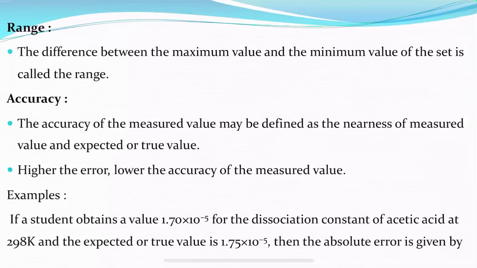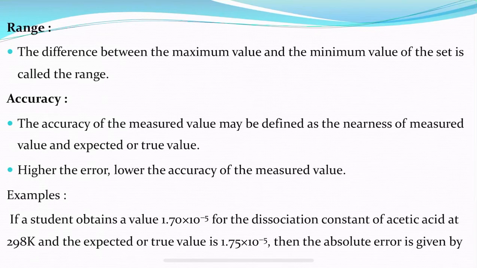Next is range. What is meant by range? The difference between the maximum value and the minimum value of the set is called the range. The difference between the maximum value and minimum value is known as range. The value of range is the measure of precision of the values.